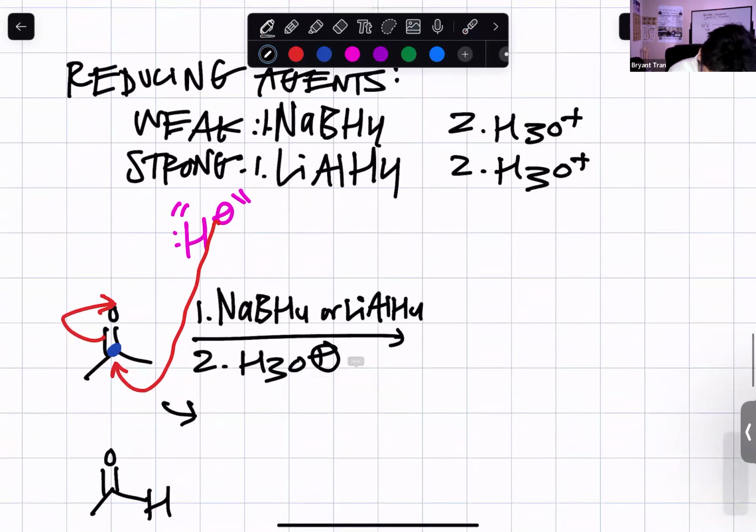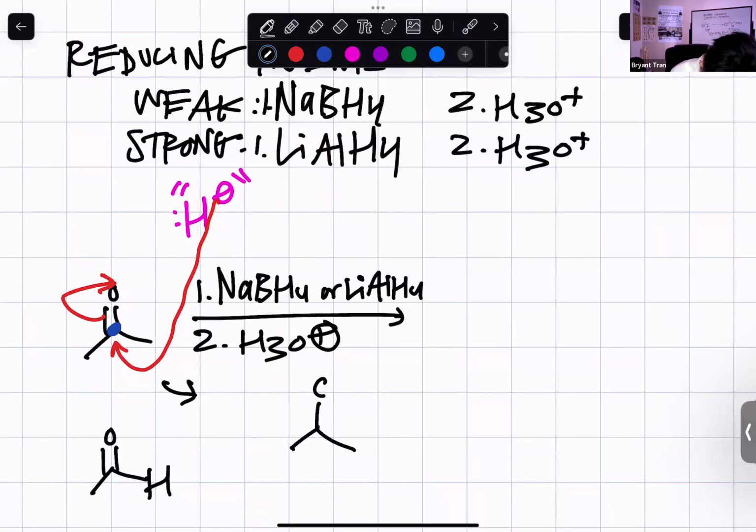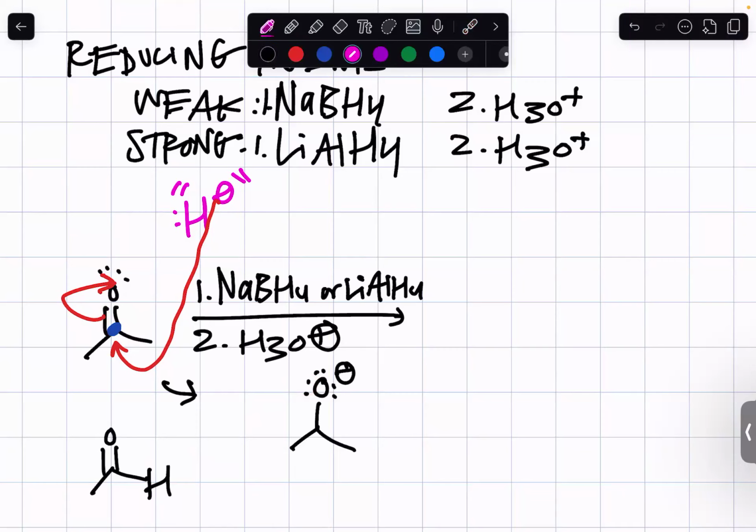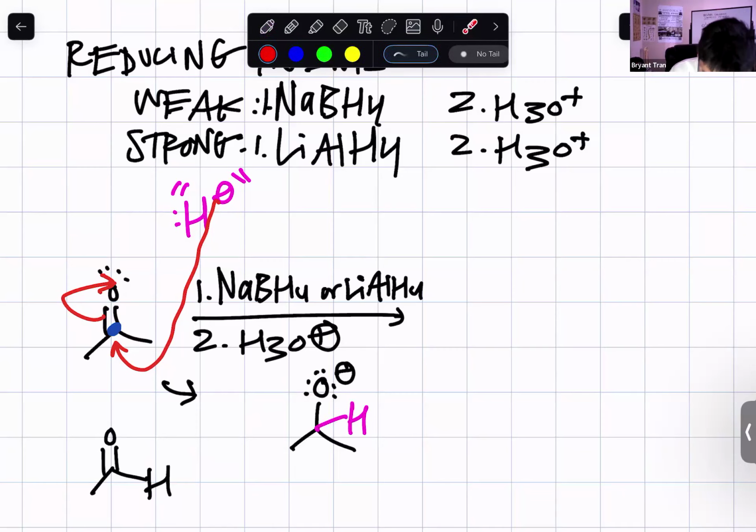When we do that, we're going to have this oxygen with a negative charge because it gains a pair of electrons. Before it only had 2 pairs of electrons, but now it has 3 pairs. It gains a pair of electrons from that bond popping onto that oxygen. And the hydrogen is now attached to the carbon that it attacked, so this carbon still maintains its octet. Now that's the product after the first step.